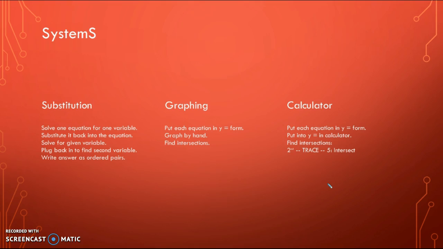Right? And then we looked at systems, and in particular looked at nonlinear systems. So we technically have 2 ways of solving a nonlinear system, but we looked at 3 different ways because one was by hand. Right? So our substitution is the one that we've seen before. And that's where you solve one equation for one variable, and then you substitute it back into the other equation. Then you solve for your given variable, then you plug it back in to find that second variable, and then you want to write your answer as an ordered pair.